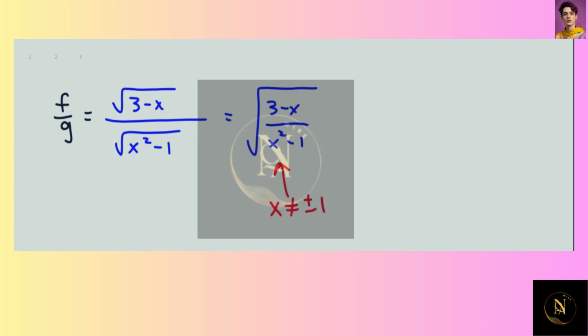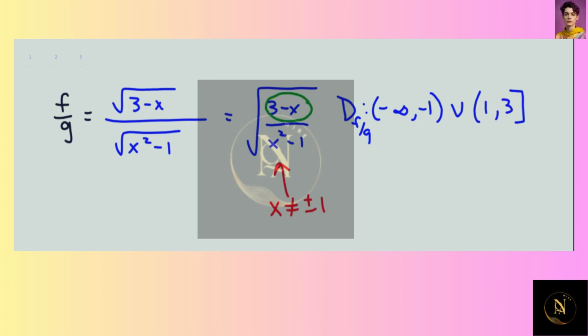So then when we write that intersection, this is the domain of f over g, we can write it as negative infinity to negative 1, but we have to have an open bracket to show we're not including the endpoint, union, and then we can have an open bracket on the 1 as well. We can still have a closed bracket on the 3 because it's still okay to have a 3 on the top and have the numerator be 0. It's just not okay for the denominator to be 0.